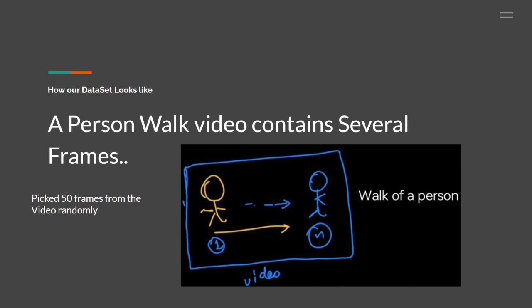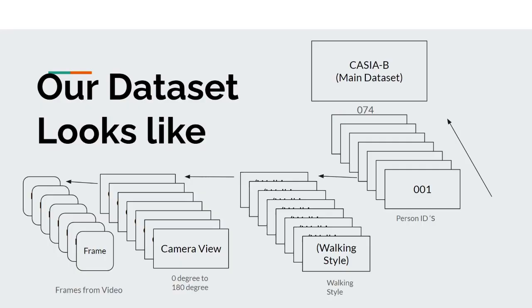a person's walk video contains several frames. If a person walks from one place to another, we can capture it in a video, and each video has several frames. So we pick random 50 frames from a video to represent a particular video. And our dataset looks like this.